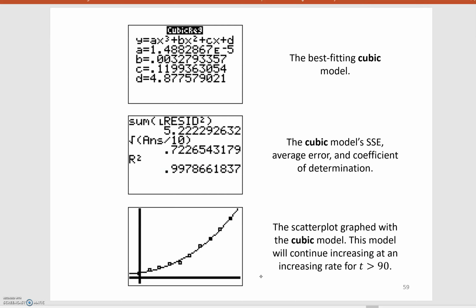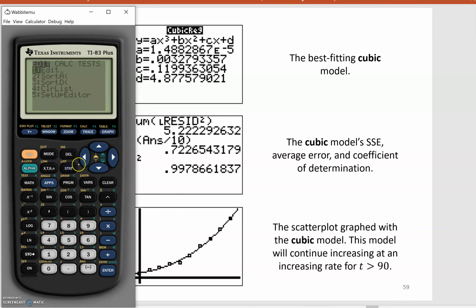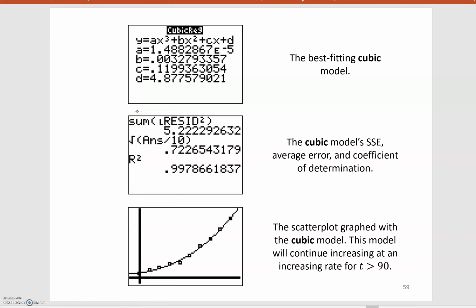We could do this again for the cubic model. And once again, cubic regression is located under Stat Calc. That's number 6, cubic. And notice also underneath it is number 7, that's quartic, that's 4th degree. So this is 2nd degree polynomial, 3rd degree polynomial, and 4th degree polynomial regression right here. So for any of those 3. And also those are the 3 that we have to find the big R squared for the coefficient of determination.